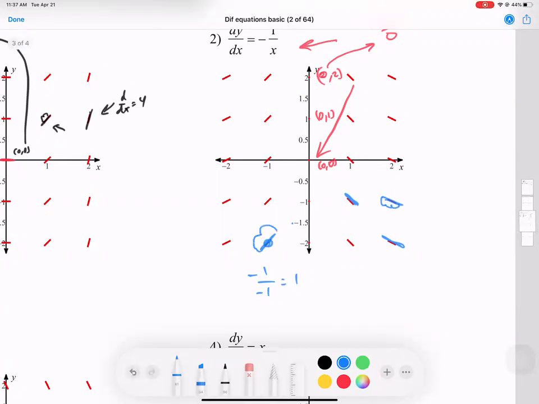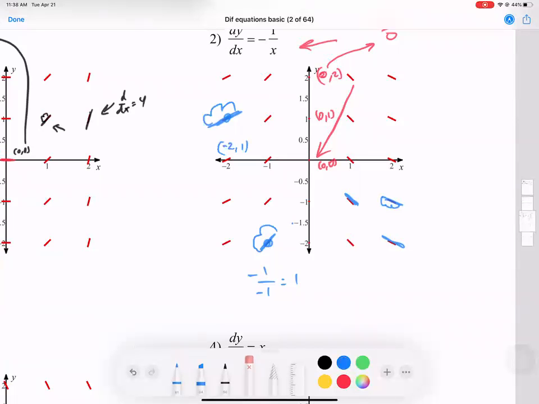1 over 1. We looked at a point, I think, over here. This was negative 2 comma 1. So that gave us a positive 1/2. So that's flatter, positive 1, run 2. And you would do the same thing for all these points.